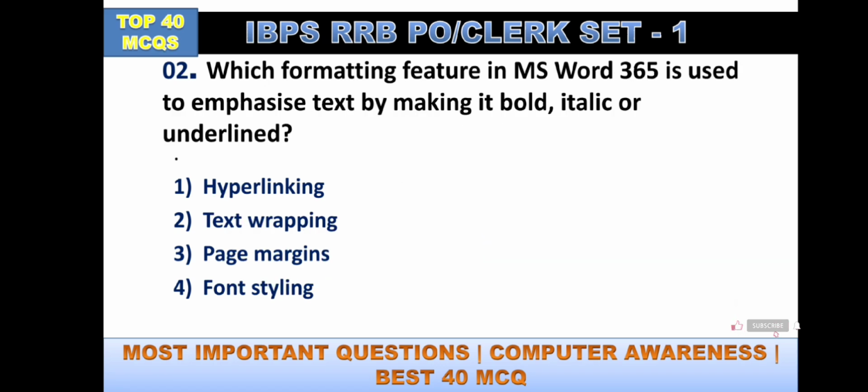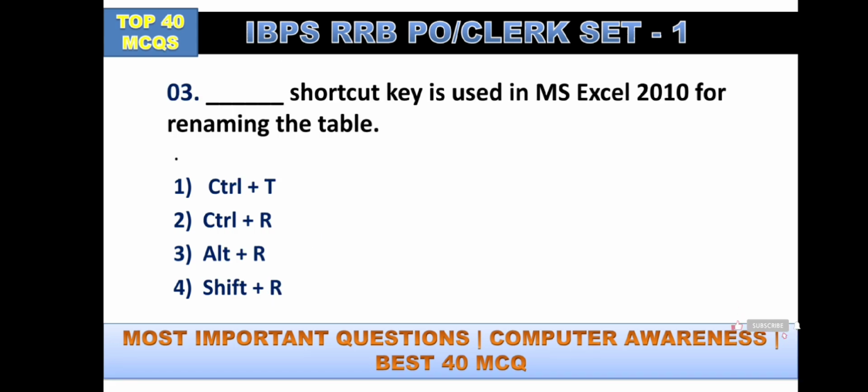Question number 2: which formatting feature in MS Word 365 is used to emphasize text by making it bold, italic or underline? It can be done for font styling. Okay, here the answer is option number 4. Which shortcut key is used in MS Excel 2010 for renaming the table? For renaming the table we use Ctrl plus R. Option number 2, Ctrl plus R.